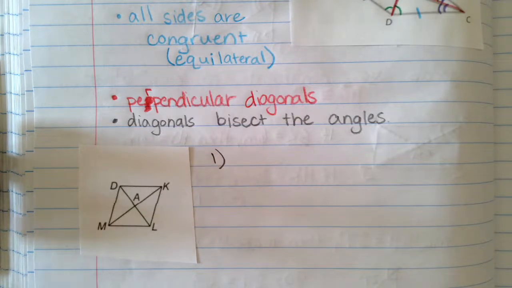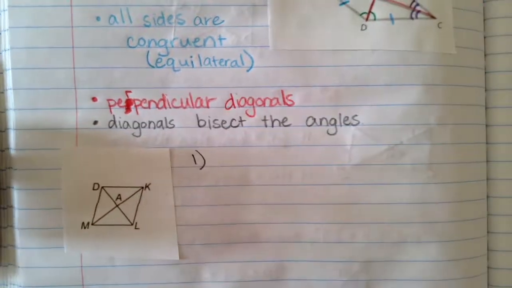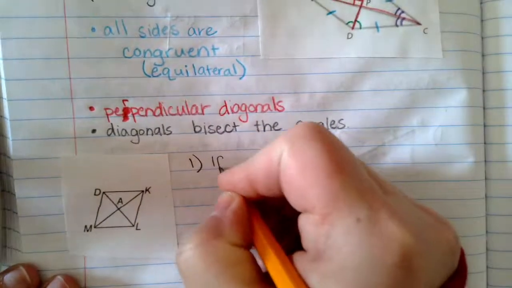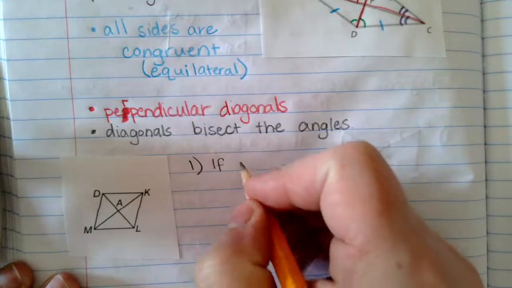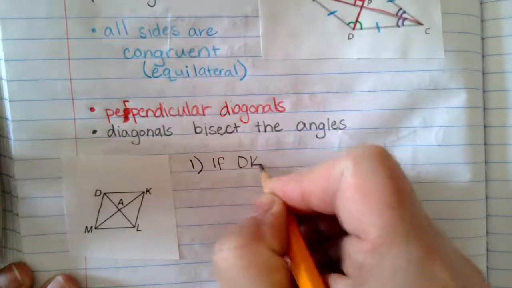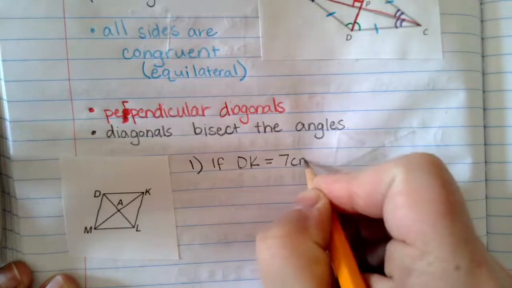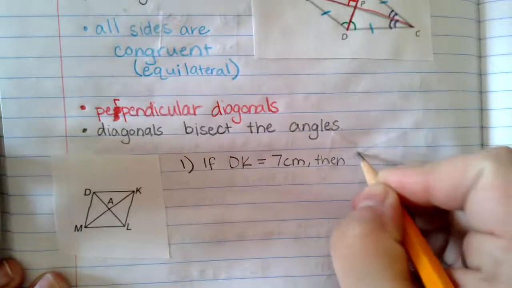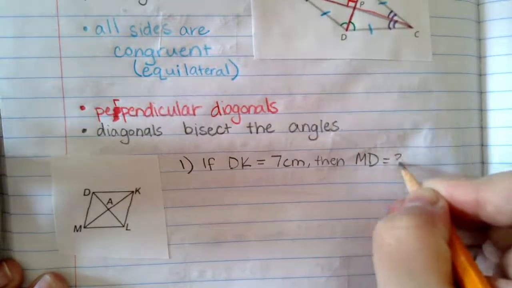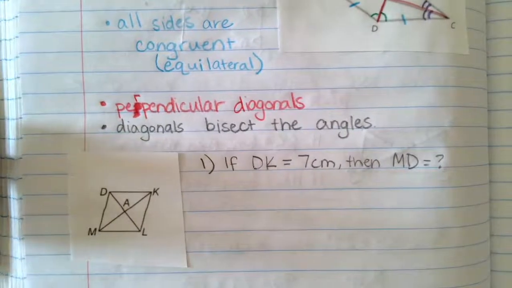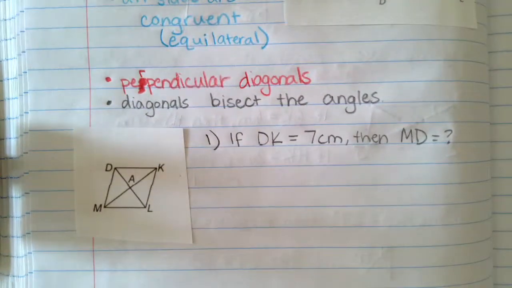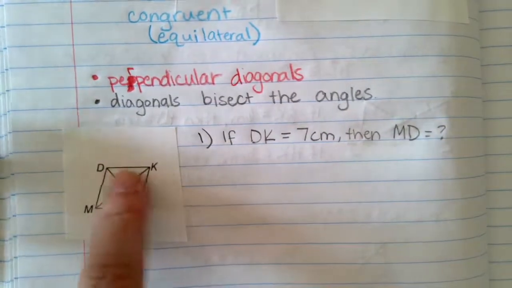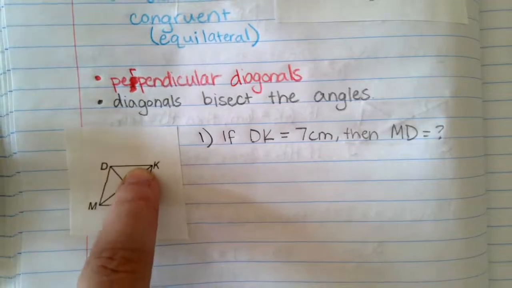All right, so for number 1, if DK equals 7 centimeters, then MD equals question mark. Right, so in our diagram, we have DK is 7. That's what we're given, this one going across is 7. We're going to try and find out what is MD.